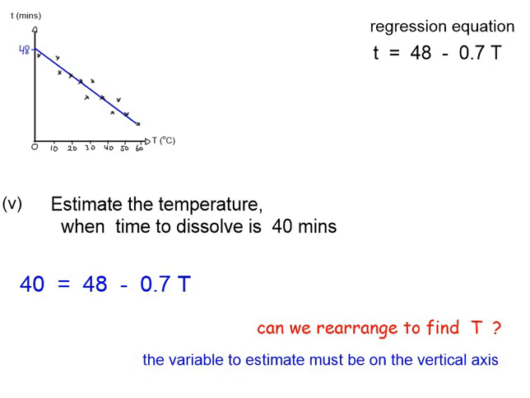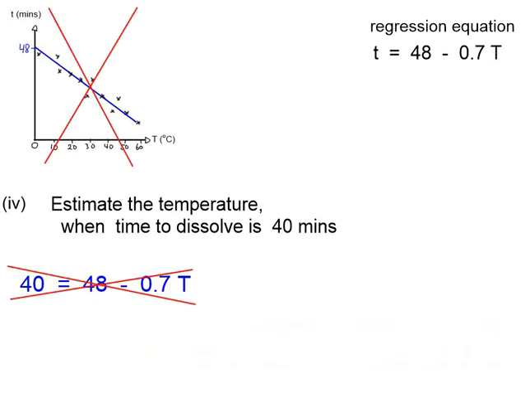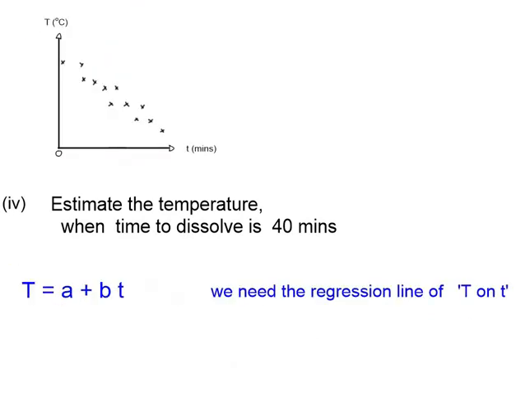Now we can't do that. What we need to do is exactly what it states here. The variable to estimate must be on the vertical axis. So let's scrap this and do a new scatter graph with temperature against time, and then work out a new regression equation, and then use this to estimate the temperature. That would be the correct method.